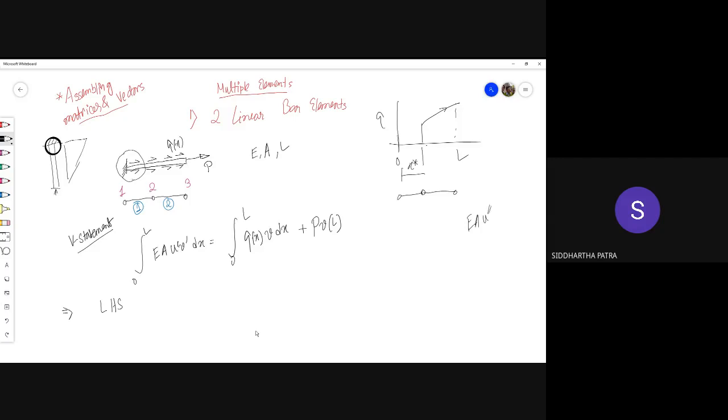To argue that, let's say EA u double prime equals minus q. And if this q is a constant, which is rho A g for this bar, then eventually we will have u to be a quadratic function, which means strain, which is u prime, is going to be a linear function, and eventually stress, which is simply Young's modulus times strain, is also going to be a linear function.